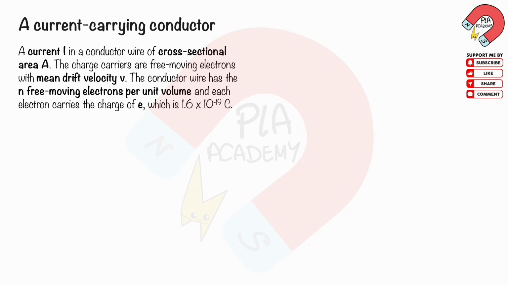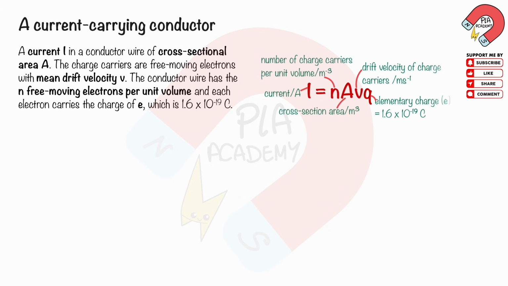We can write the formula of the electric current I as I equals nAvQ, where I is the electric current in ampere, n is the number of charge carriers per unit volume in per cubic meters, A is the cross-section area in square meters, v is the drift velocity of charge carriers in meters per second, and Q is the elementary charge e, which is 1.6 times 10 power of negative 19 coulombs.